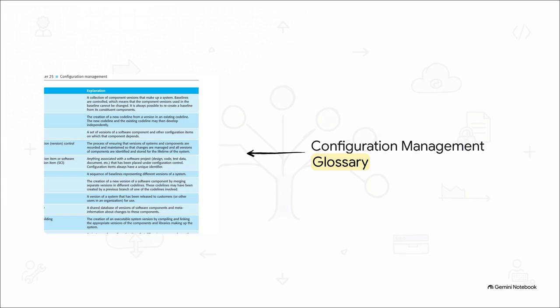A configuration item is basically anything associated with a project that has been placed under configuration control. This could be a design document, test data, or a source code file. A version is simply a specific instance of that configuration item that differs in some way from other instances. And a repository, well, that's the shared database that stores all these versions of our software components, along with all the meta information about the changes made to them.